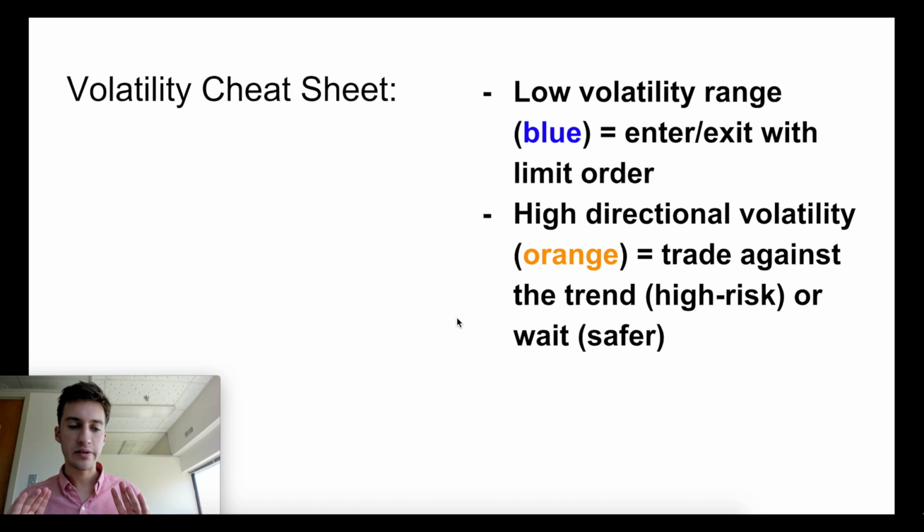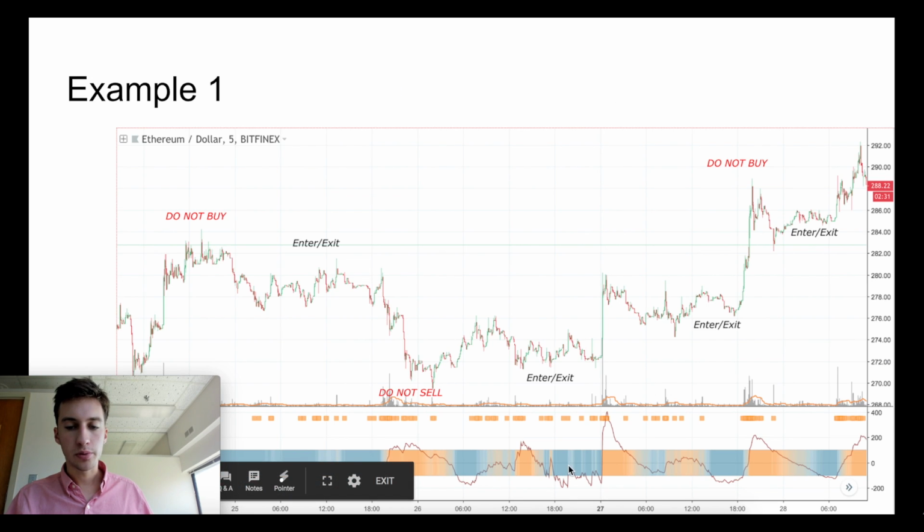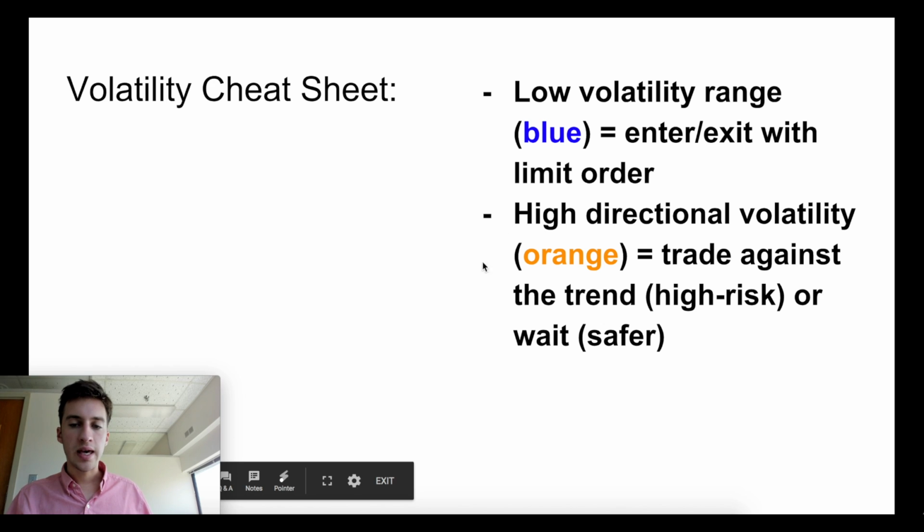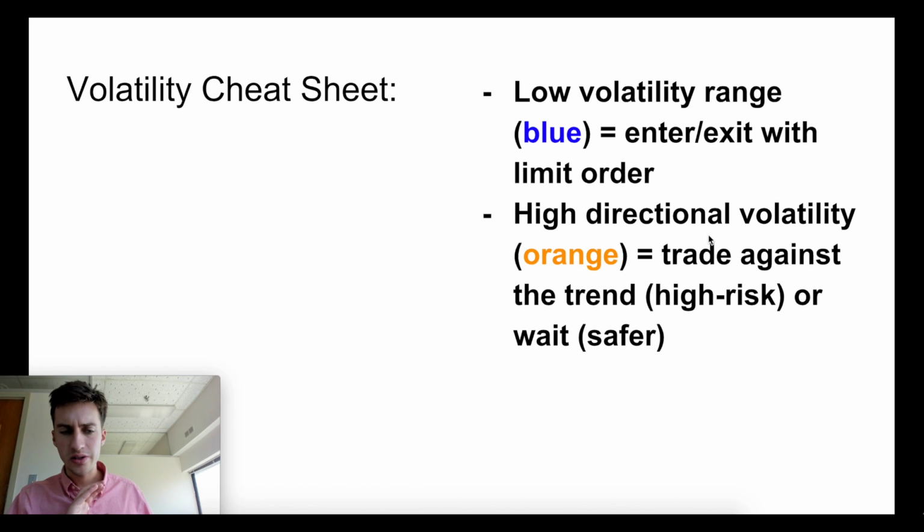Quick little cheat sheet if that was a little too much. Low volatility range is going to be indicated in blue with the indicator here, blue and orange. And high directional volatility, or actually just high volatility in general, is going to be orange. But the note that I'm putting here is if you get high directional volatility, so high momentum upward or high momentum downward, you don't really want to trade immediately with the trend at that current time. You can, but it's typically not the best way to do that. Breakout trading, yeah, but we want to wait for low volatility and then have it continue upward.